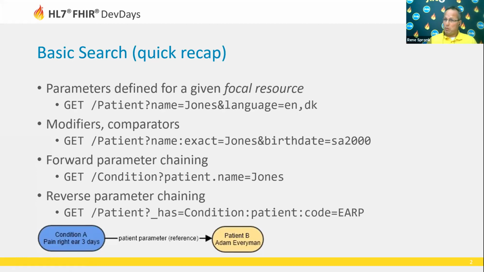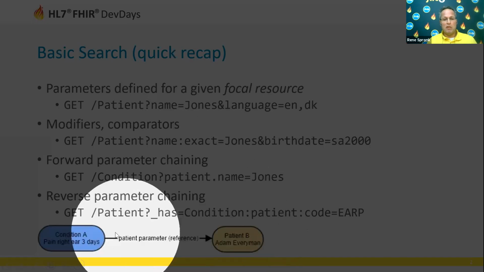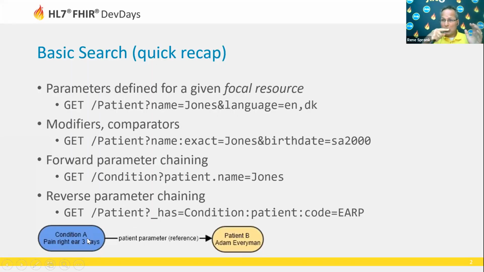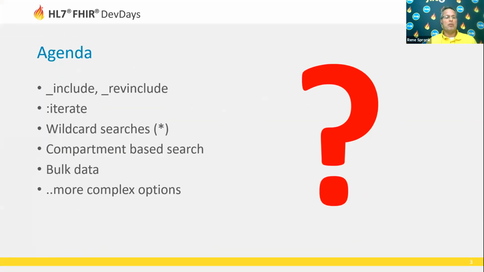There's also reverse parameter chaining, going against the direction of the reference. Give me all patients where the condition meets some kind of search criteria. We're going against the direction of the reference, and then you use the _has parameter syntax. Give me all patients that have a condition that has a reference to that patient, and where the code on that condition is ear pain. So give me all patients that have a condition which is ear pain. Again, I'm assuming all of that to be familiar.